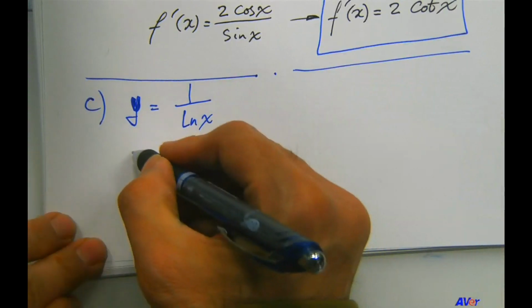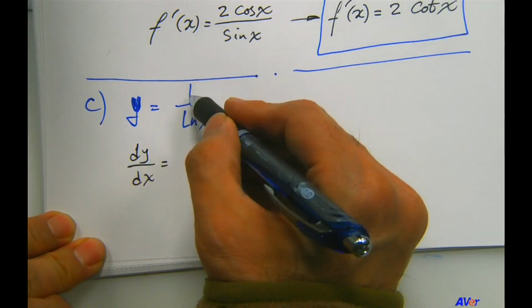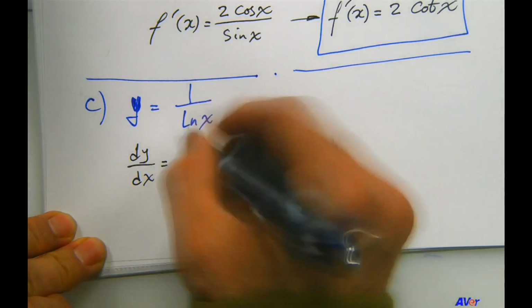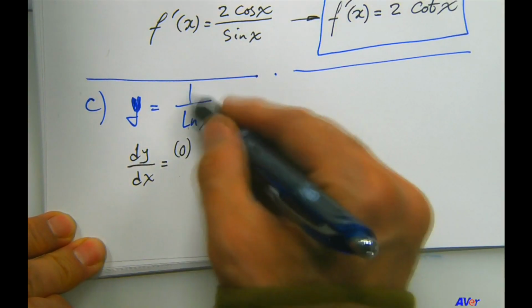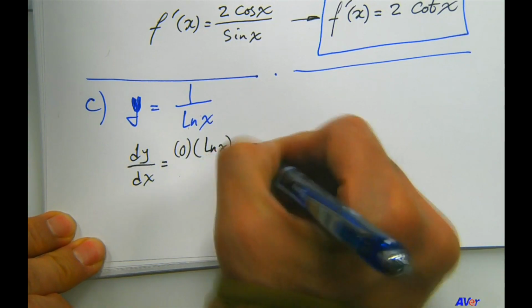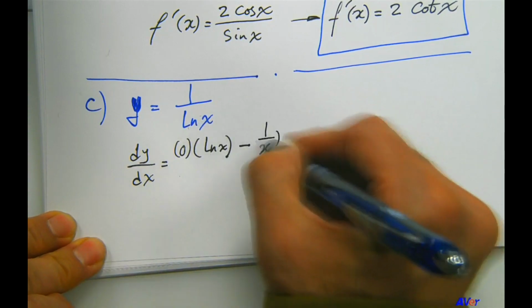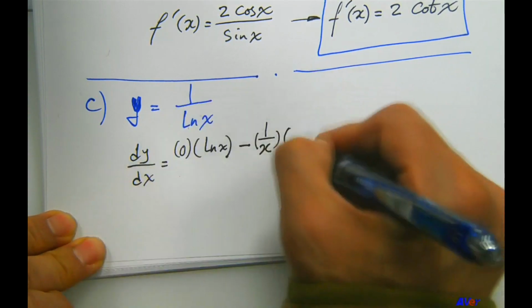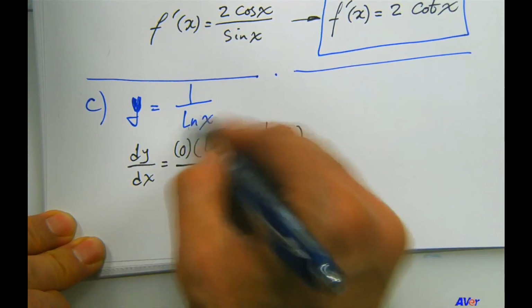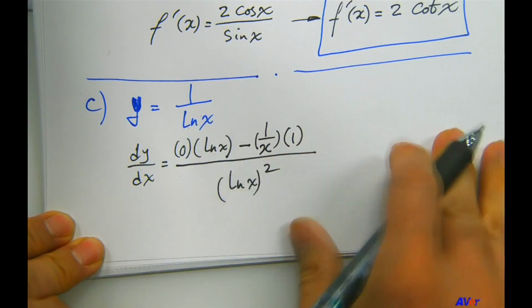So this is dy dx. We take the derivative of this, multiply by what's in the denominator. So the derivative of 1 is just 0. The derivative of any constant is 0, right? Times natural log of x. Then we subtract the derivative of the denominator, which would be 1 over x in this case, times whatever we have in the numerator. All of that, of course, divided by the denominator squared. So natural log of x squared.